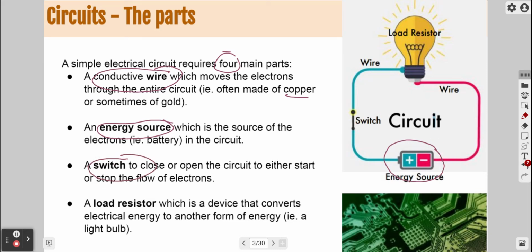There'll be switches that you can use to open or close the circuit. Right now, this switch is closed because the electrons can flow through that wire. If it was drawn open like this, then the switch is open and the circuit is not happening. It's an open circuit. And then we have load resistors. This is a device that turns the electrical energy into another form of energy. There's an example of a light bulb taking the electrical energy and turning it into light.